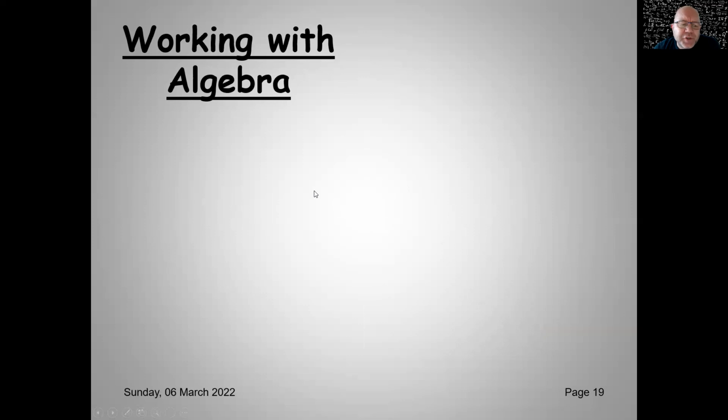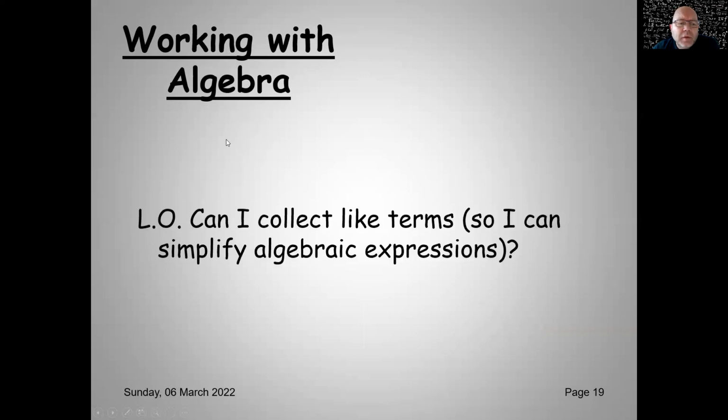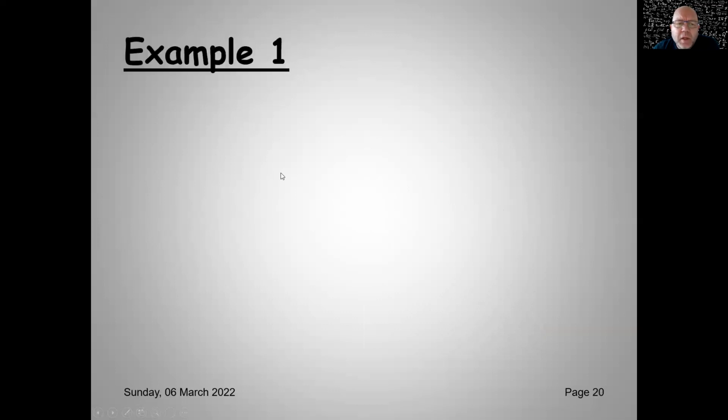Finally, final section. And if you want to take a break at this point, I would not blame you. You can come back later. But can I collect like terms so I can simplify an algebraic equation? Sometimes you'll get quite a long-winded algebraic equation, and it's nice if you can lump the same types of things together. So in this case, we've got A's and B's. But we're going to try and bring the A's together and the B's together.